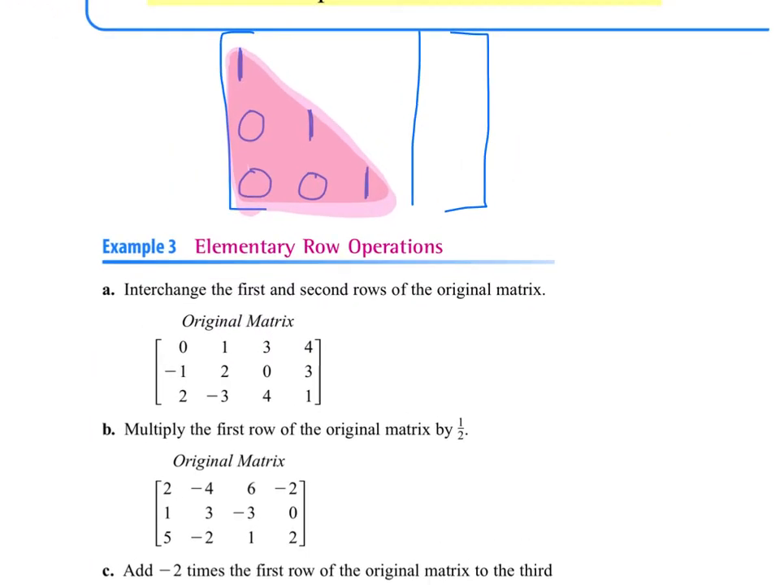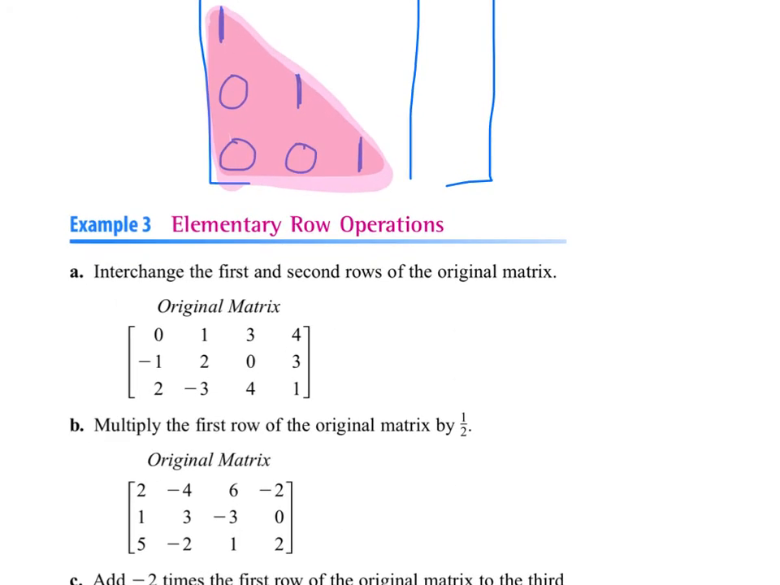In example 3, it just asks us to do one step at a time. In A, we have to interchange the first and second rows of the original matrix. So all we're doing is just switching the first and second row. So our new first row is what?